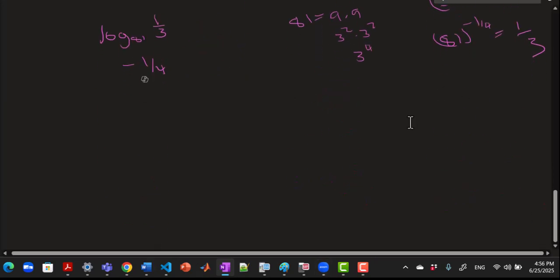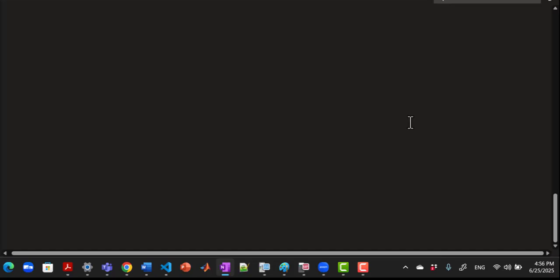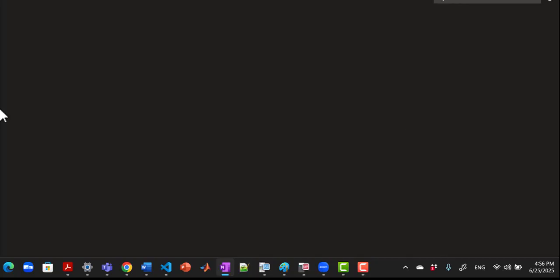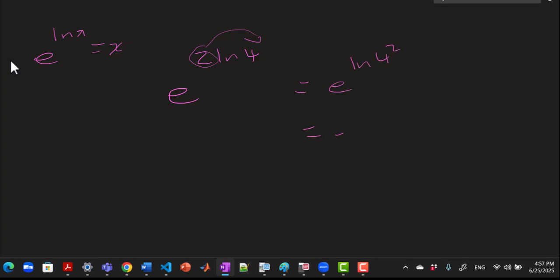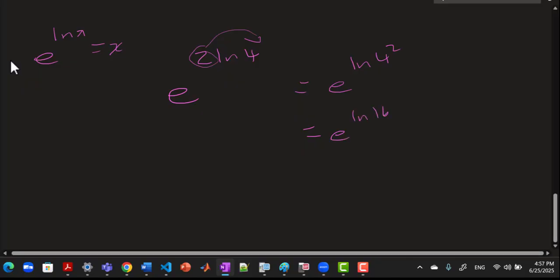Okay, what if I had e to the 2 natural log of 4? Well, I know that e to the log of x just equals x. But this is not quite e to the log of x, so I need to bring this 2 inside as an exponent. So this is e to the log of 4 squared, or e to the log of 16, and now e and log cancel out, and I just get 16 would be my answer.